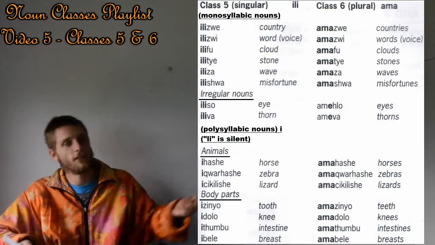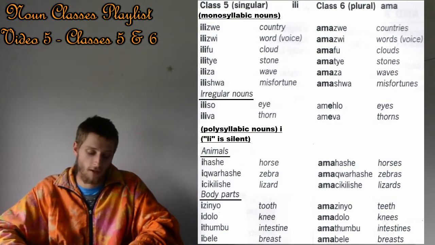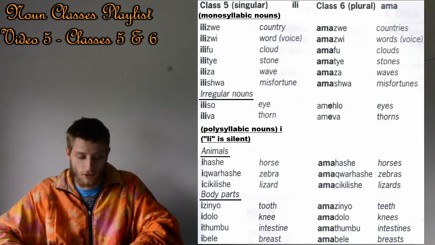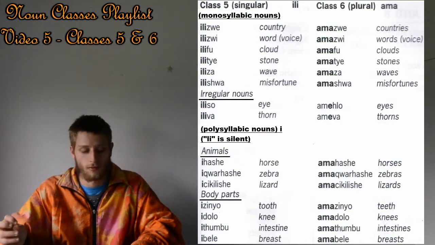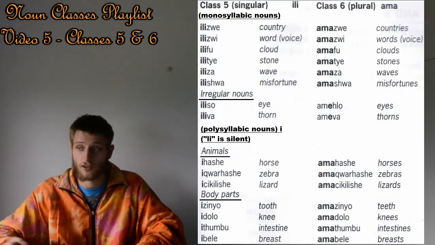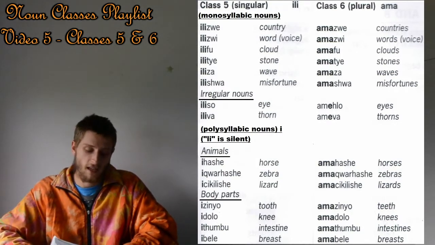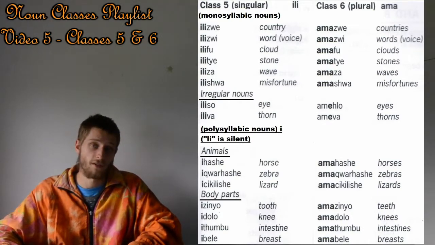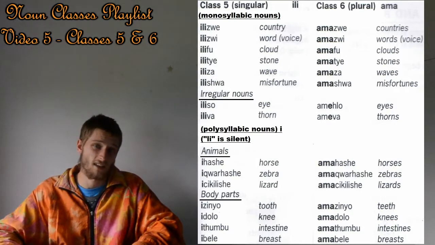You can see there are other notes on the overlay regarding monosyllabic and polysyllabic. For those that don't understand, monosyllabic means one syllable, so zwe or zwi or fu or che, whereas polysyllabic means it has multiple syllables, so two or more. What they're basically saying is that if the noun is monosyllabic, then you'll usually see that the prefix used is ili. Whereas if it's polysyllabic, then it usually has a silent li.